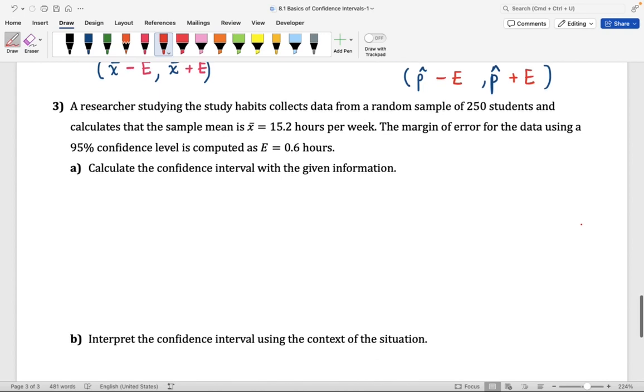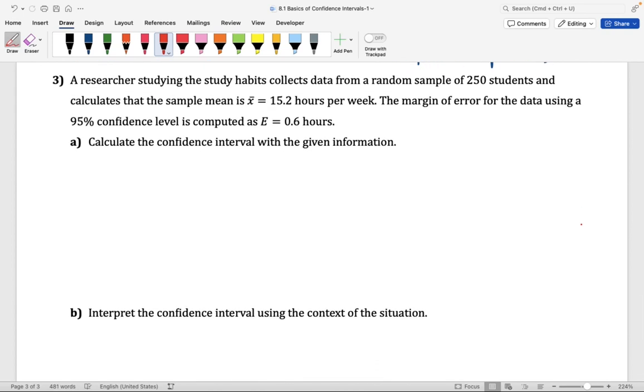Here you have an example where you're given the point estimate and the margin of error, and you're being asked to calculate the confidence interval with that given information. In this question, you're also being asked to interpret the confidence interval using the context of the situation. This is what we're going to do. We're going to read this problem together, and then I'm going to have you answer part A and B on your own. Let's go ahead and read this.